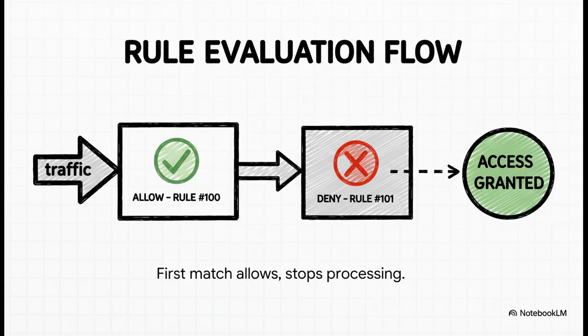But nope, I still get in. My connection sails right through. So what happened here? Why did it fail? It all comes back to that rule order. The NACL started at the top. It saw rule 100, which allows all traffic. My IP matched that rule, so the NACL said, great, you're allowed in, and it immediately stopped processing. It never even got to my deny rule at 101.